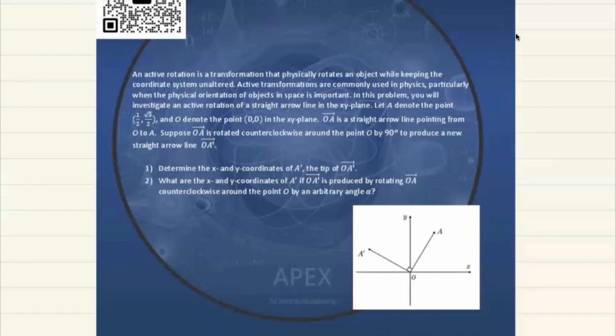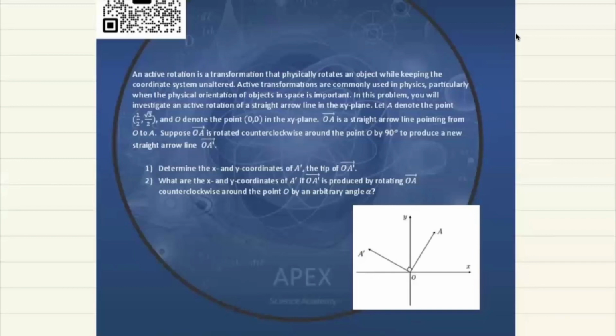So in this problem, you will investigate an active rotation of a straight arrow line in the XY plane. Let A denote the point (1/2, √3/2), and O denote the point (0, 0) in the XY plane. OA is a straight arrow line pointing from O to A. Suppose OA is rotated counterclockwise around the point O by 90 degrees to produce a new straight arrow line, OA prime. So we need to solve two problems.